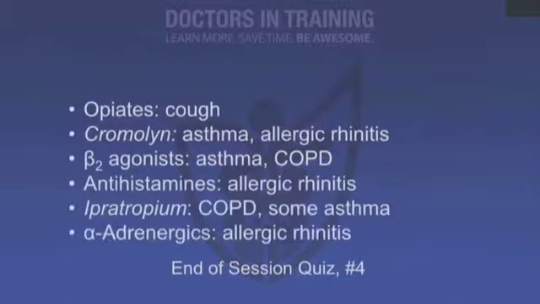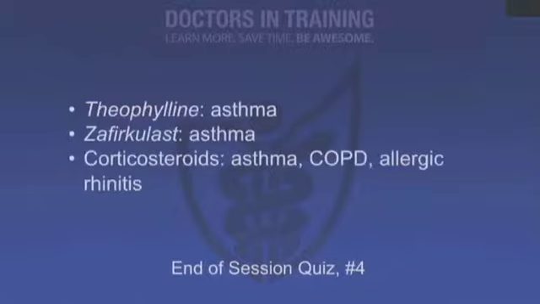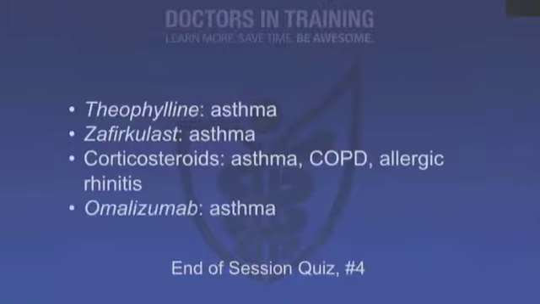The alpha-adrenergic agents are used to treat allergic rhinitis. Theophylline is used to treat asthma. Zafirlukast is used to treat asthma. Corticosteroids can be used to treat asthma or COPD, and then also nasal corticosteroids are used to treat allergic rhinitis. And then finally, omalizumab is one of the anti-IgE monoclonal antibodies, and that's used to treat asthma.